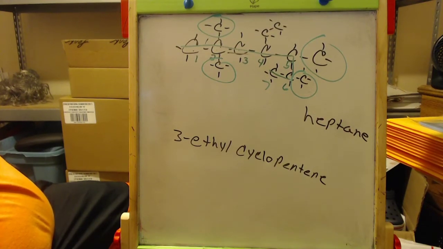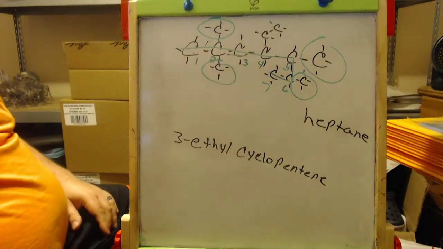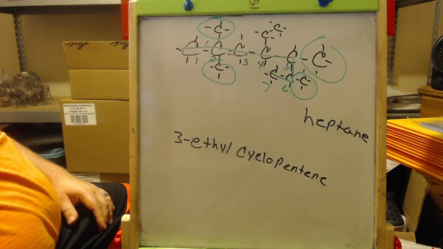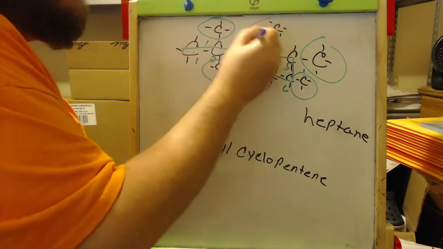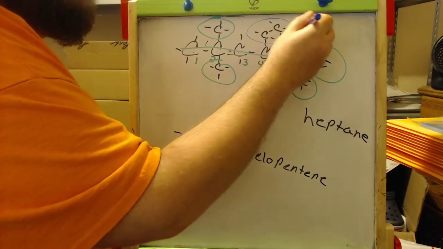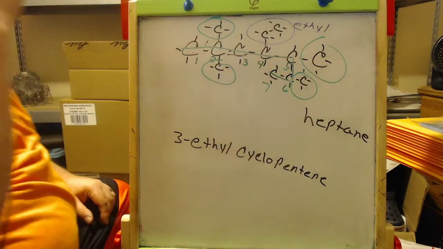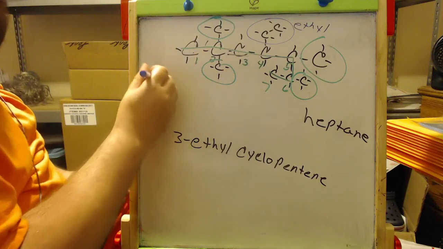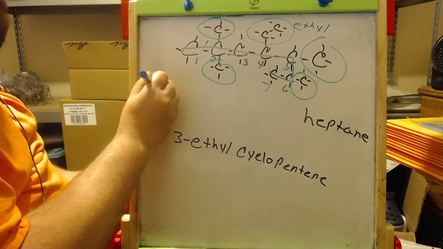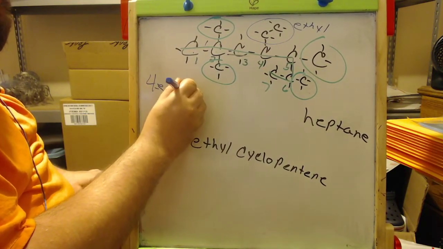All right. And what else do I have? I have an ethyl group up top on number 4. Here's an ethyl. Well, ethyl's going to come first, so it's on number 4, alphabetically, ethyl or methyl. So we have 4-ethyl.